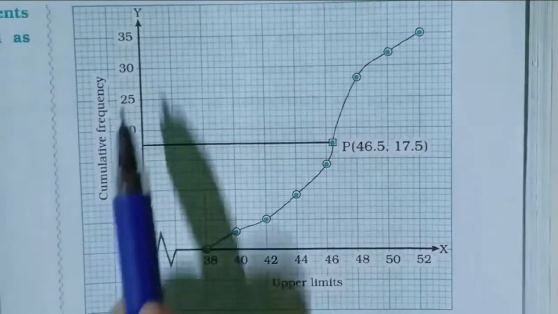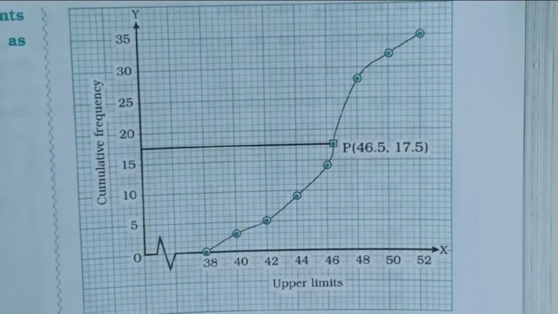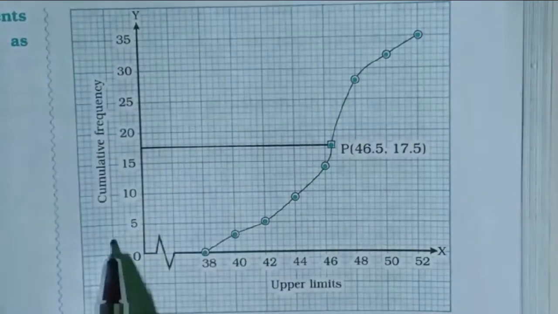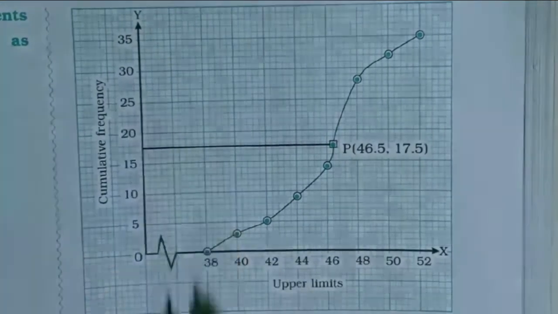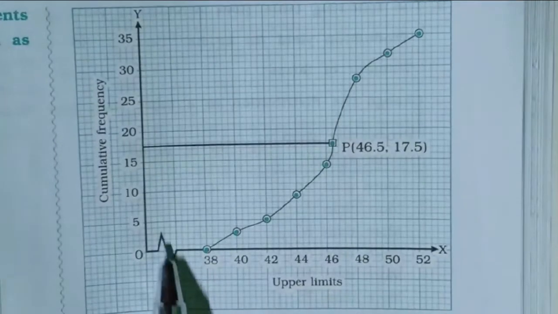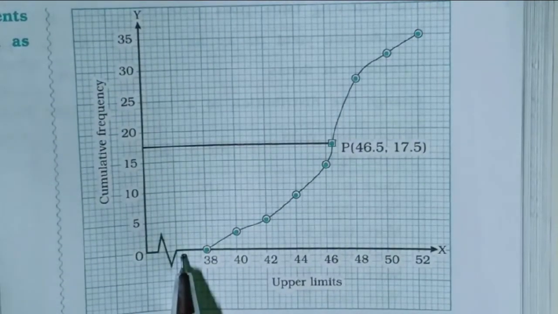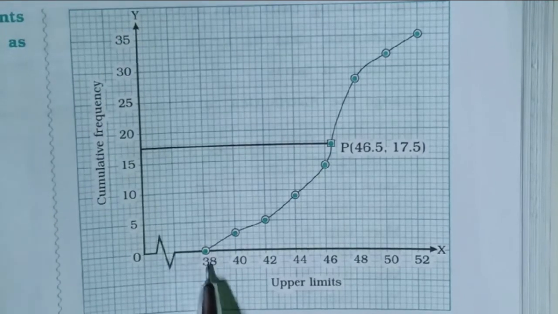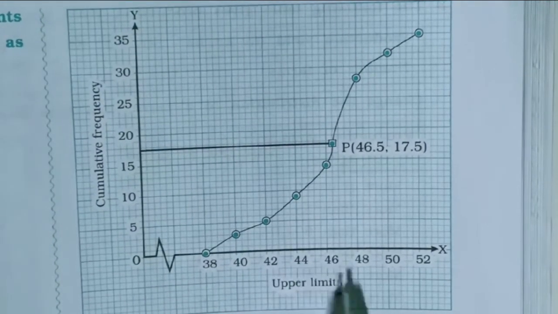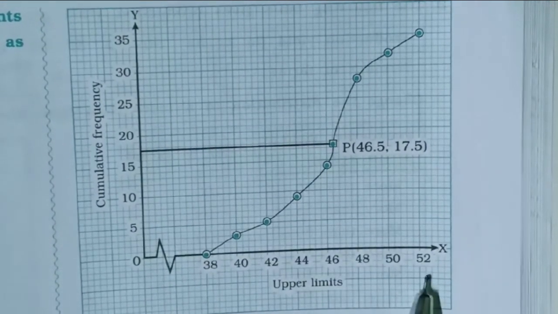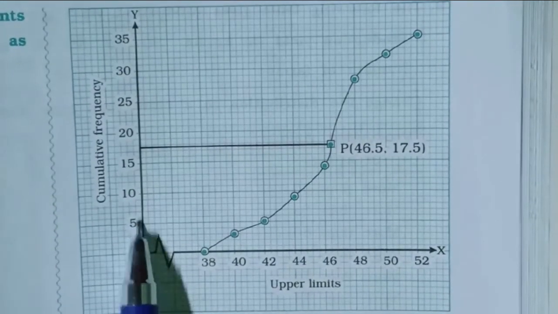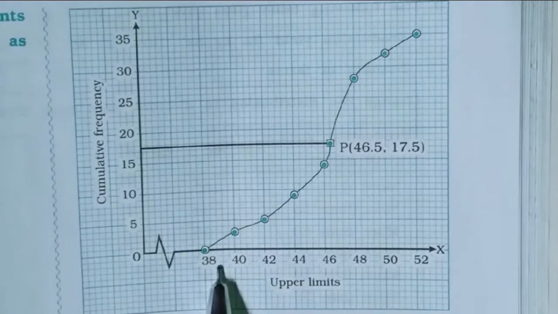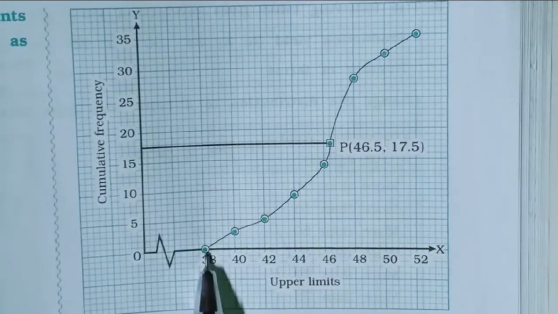So for this we need a graph. On the x-axis we are writing the upper limit. On the y-axis we are writing the cumulative frequency. So we need a nick, the kink on the axis, otherwise the graph will be cut. On x: 38, 40, 42, 44, 46, 48, 50 and 52. On y: 5, 10, 15, 20, 25, 30 and 35. First of all, at 38 we have to write 0.